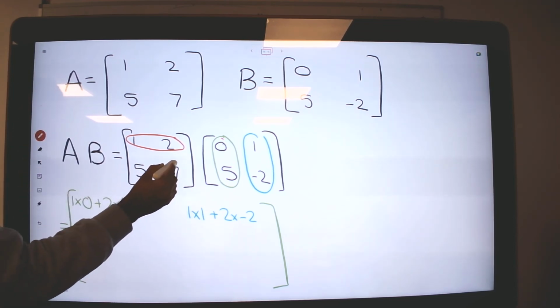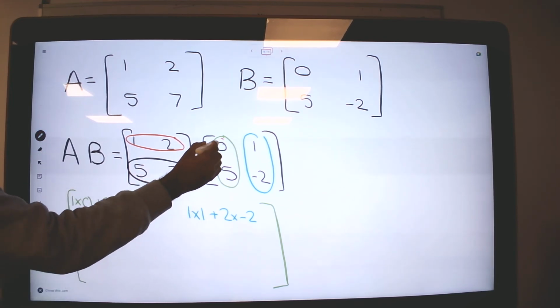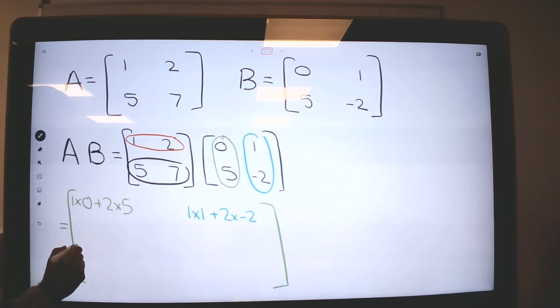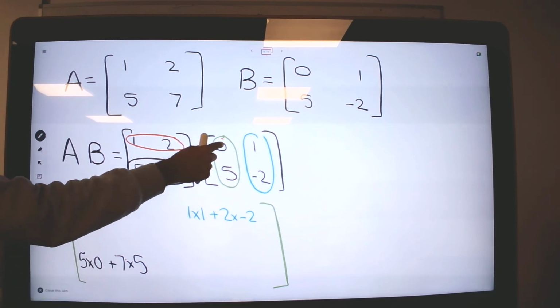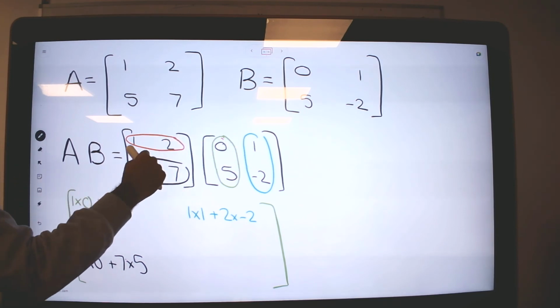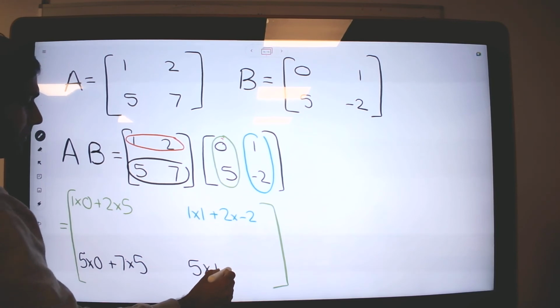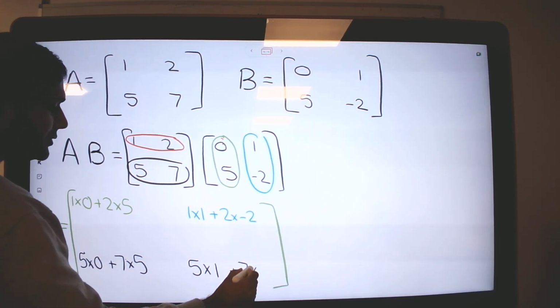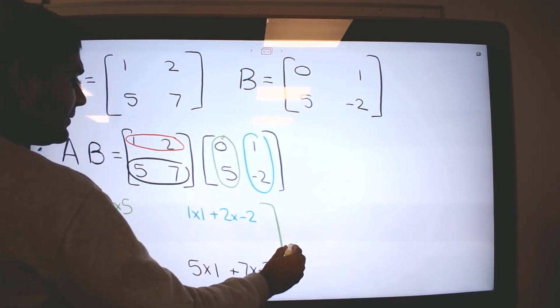Now we need to do the next one. Let's do black: 5, 7 and 0, 5. So I'm going to do 5 times 0 plus 7 times 5. Now I need to do that and that. So 5 times 1 plus 7 times minus 2. Okay, and then you simplify that.